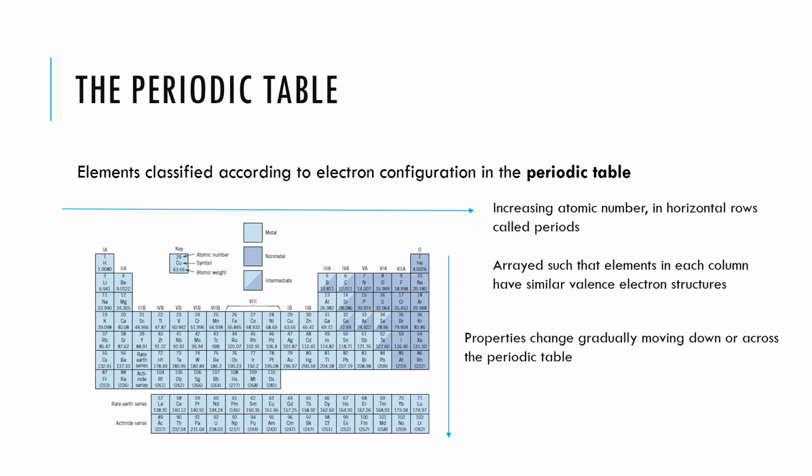But moving from left to right, we've got an increase in atomic number, and they are arranged into horizontal rows called periods. And these are arranged in such a way that elements in each column have similar valence electron structures. Essentially, they have the same number of electrons in their outer shell, although as you move down the group, that outer shell becomes further and further away from the nucleus. So what that does is it causes the properties of an element in any group to change as you move down or across the periodic table.